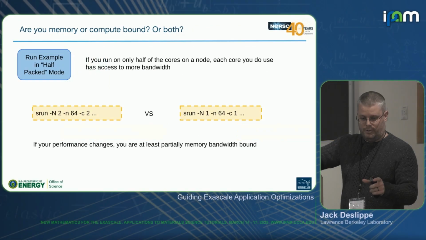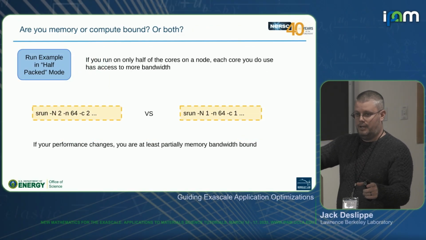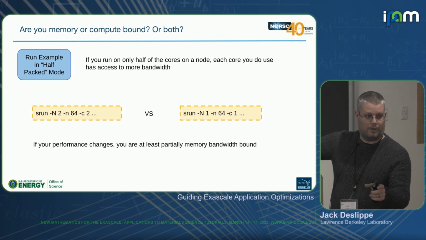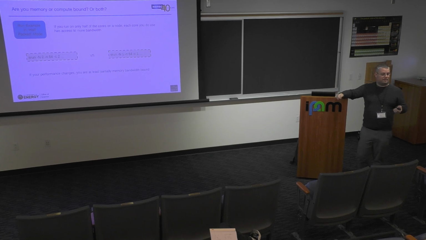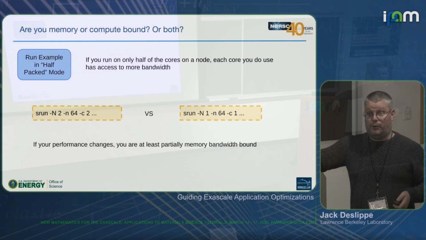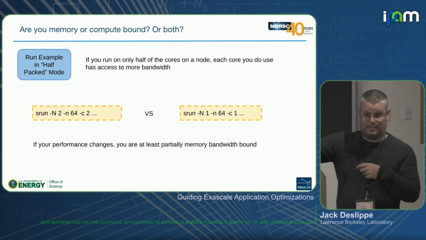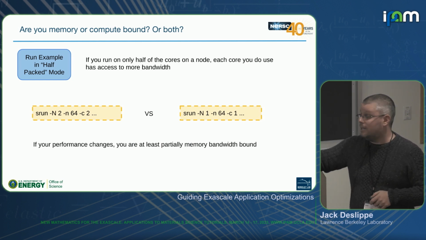other. So in one case, you would say run on a node using every single core. And in the other case, you'd run on 2 nodes using every second core. Yeah, so let's say physical cores. So forget about hyperthreading for now. So you just leave every second physical core free. And because memory bandwidth is essentially a shared resource, what this means is that every core has access to about twice as much memory bandwidth in that second case as the first case. So if you run faster in that second mode, where you're leaving every second core empty, what it likely means is that you're at least partially memory bandwidth bound.